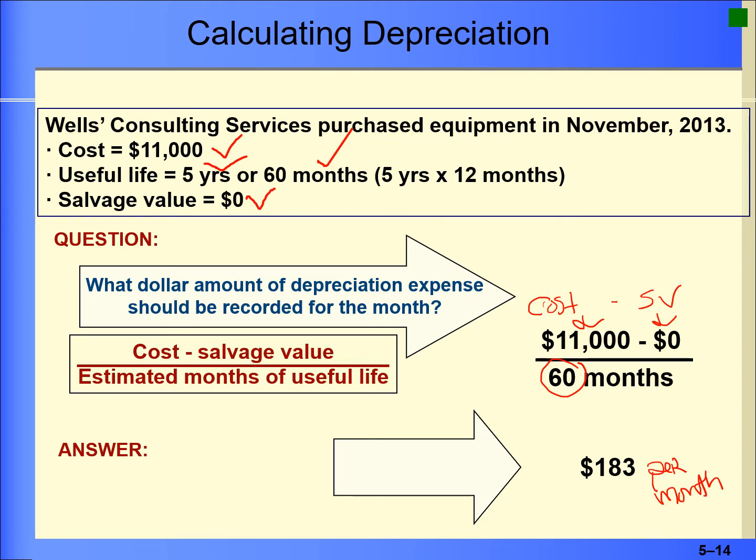And typically, the accounts that we use for this type of adjustment would be, number one, we would debit an account that we're going to call depreciation expense, and then we're going to credit an account called accumulated depreciation.